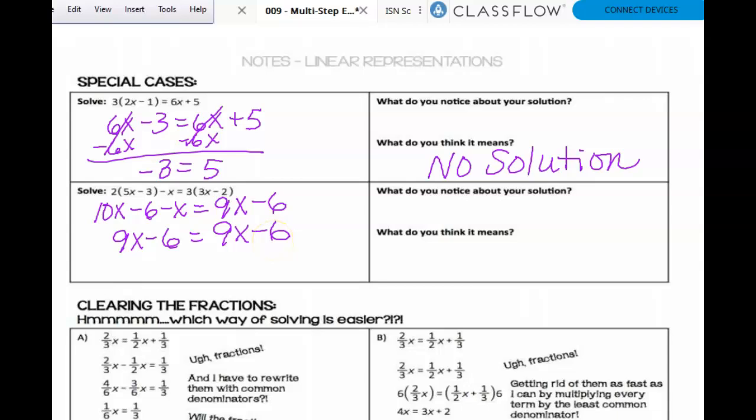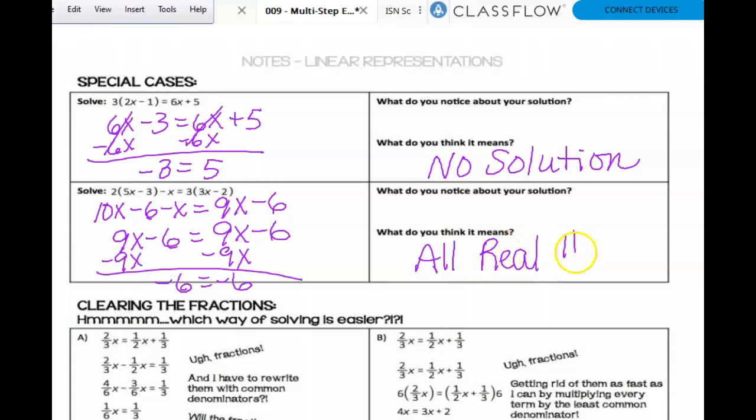What's going to happen now? When I subtract the 9x, what happens? They cancel out, and I get negative 6 equals negative 6. Is that true? If it's true, the answer is all real numbers. So when you get a true answer, this is going to be all real numbers. You get all real numbers here. All right, any questions?